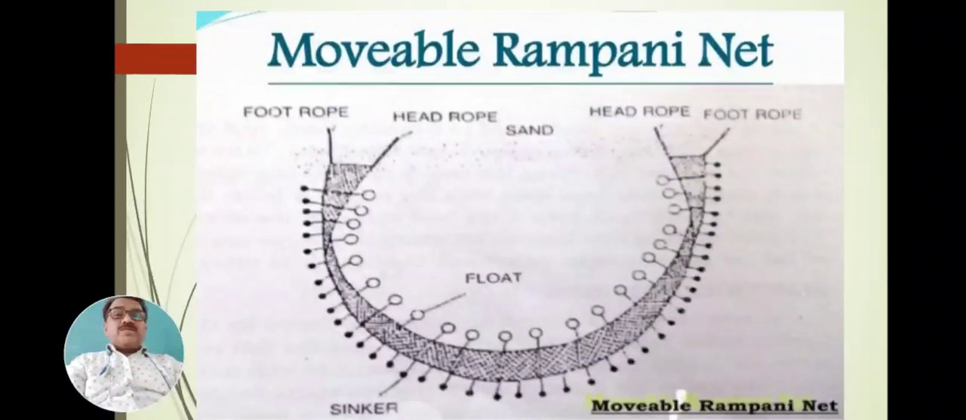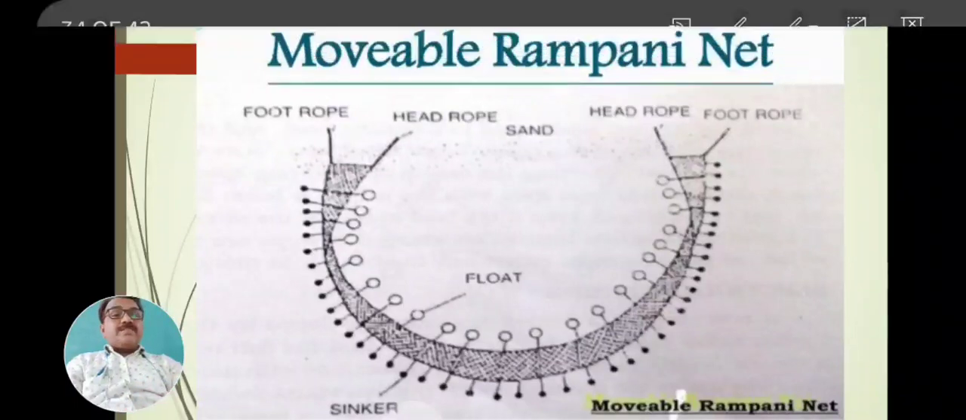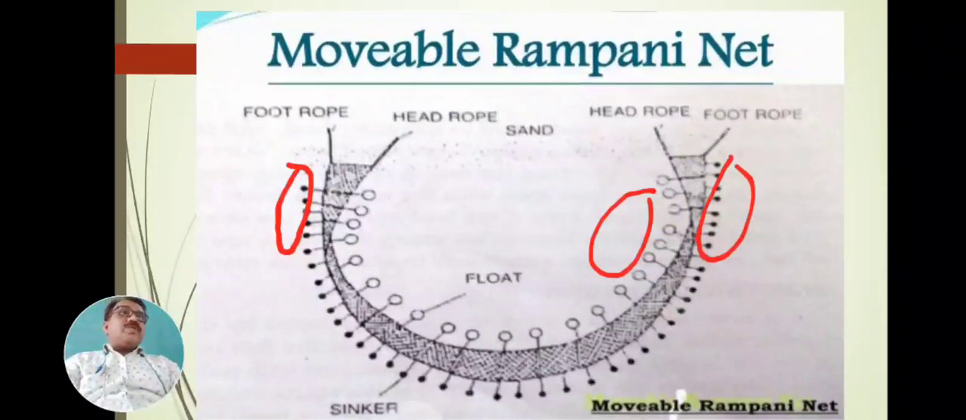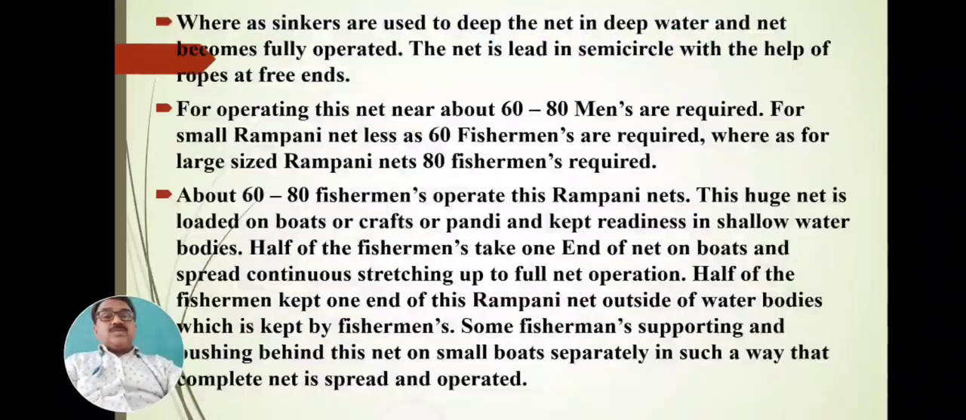Here are the head rope and the foot rope, with floats and sinkers. This Rampani net is operated by fishermen. The floats float on the water surface, and the sinkers sink the net to the bottom. The net is stretched perpendicularly from top to bottom. Sinkers are used to dip the net in deep water, so that the net becomes fully operated.